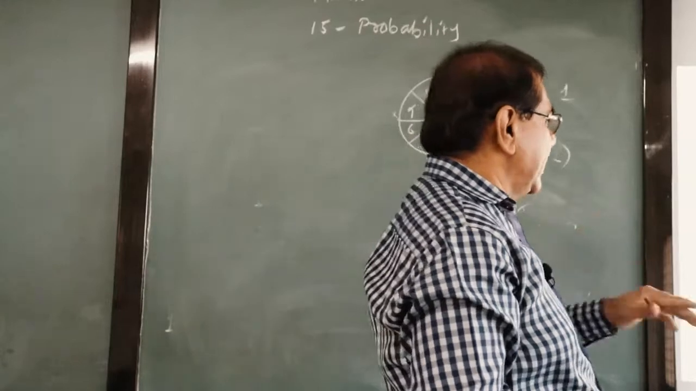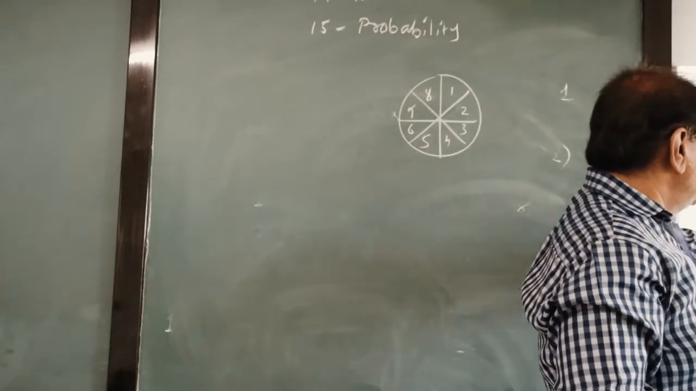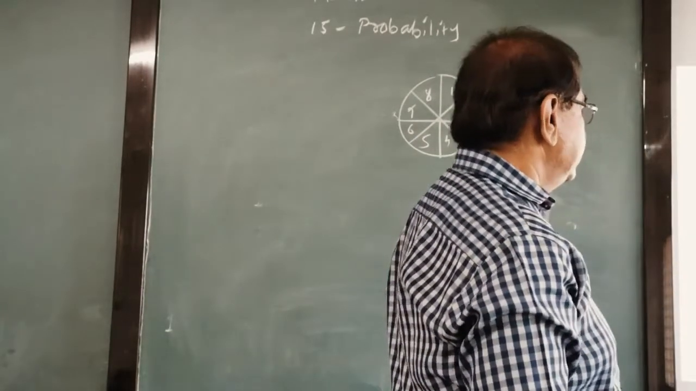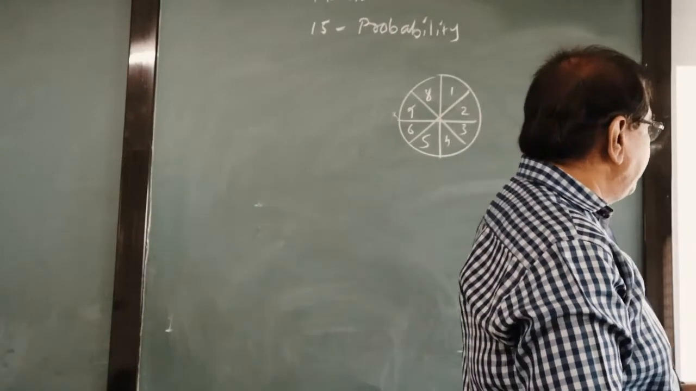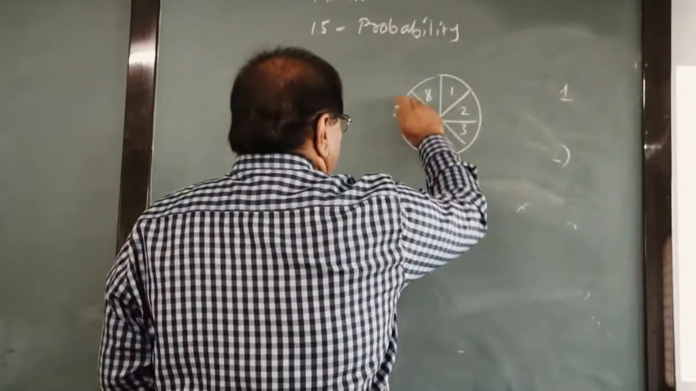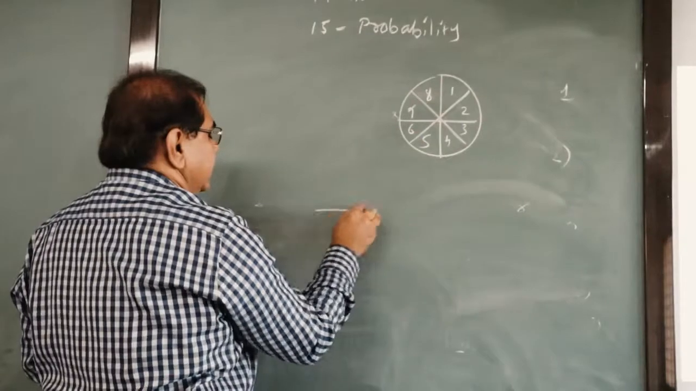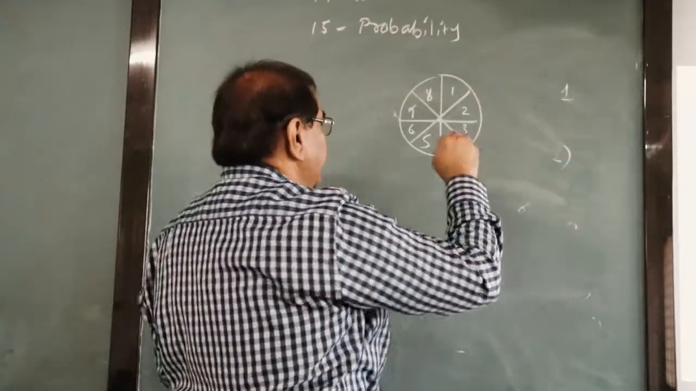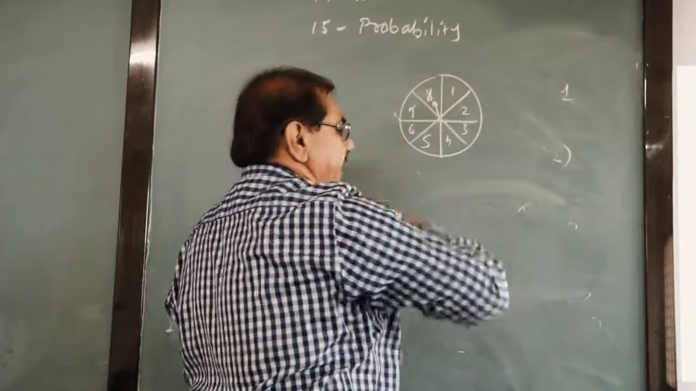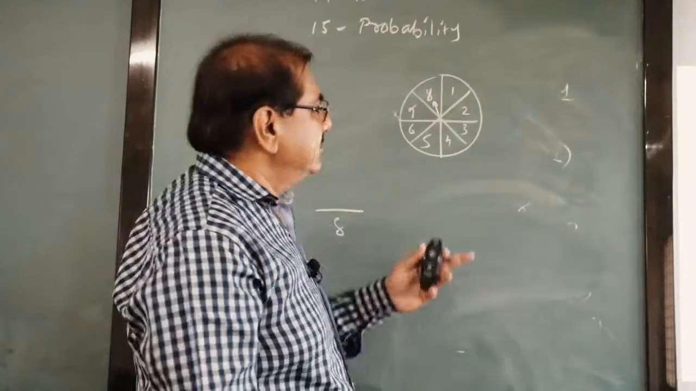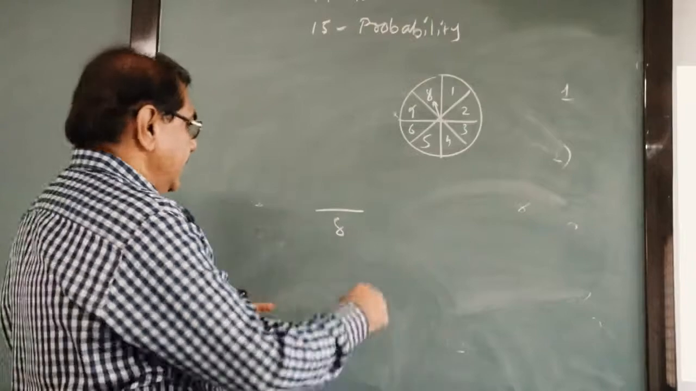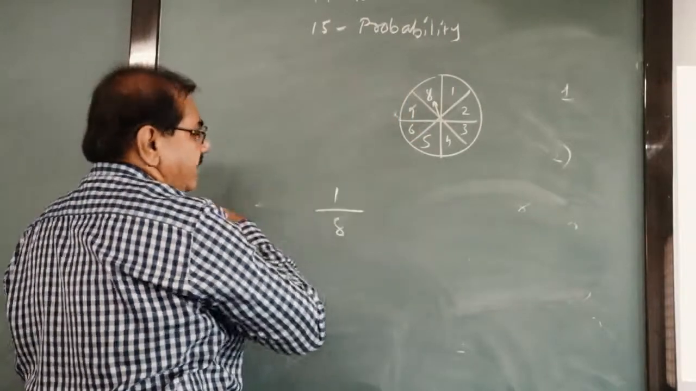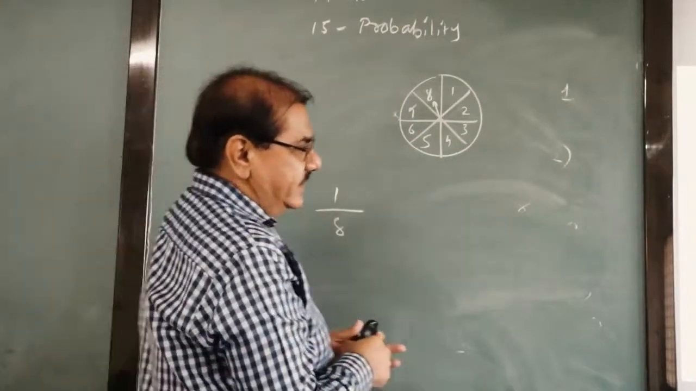The pointer can stop. So now we have to find out the probability that it points at 8. Total outcomes of the event is 8: 1, 2, 3, 4, 5, 6, 7, 8. Now what is the probability that the pointer rests at number 8? That is only one number, because 8 is only one number, so it is 1 upon 8.